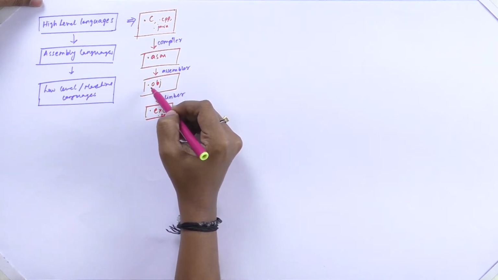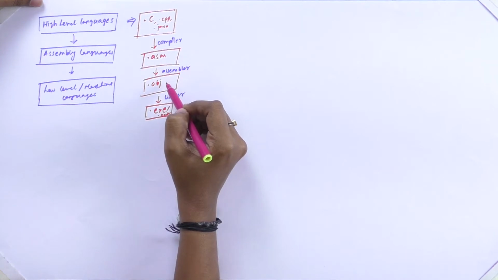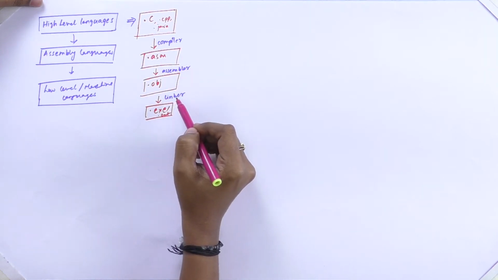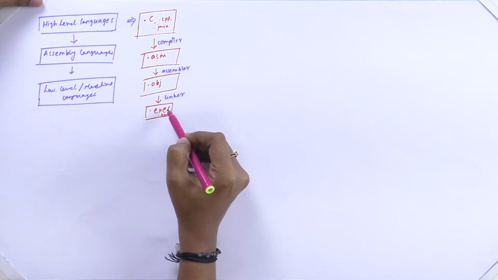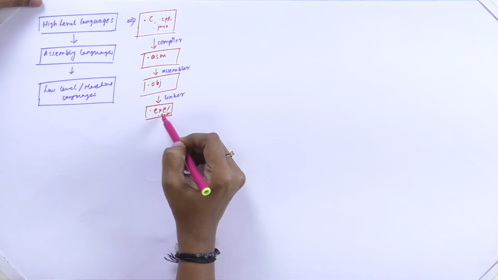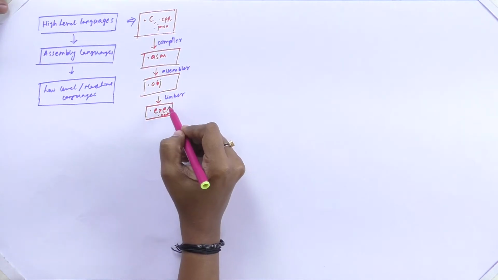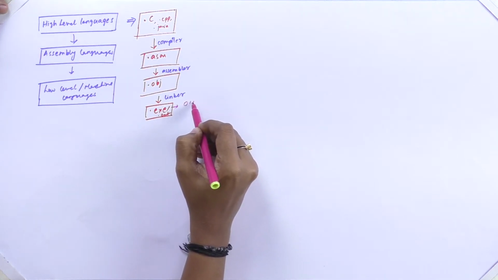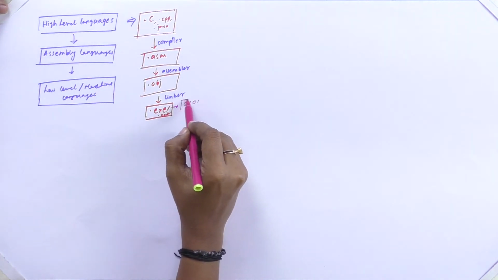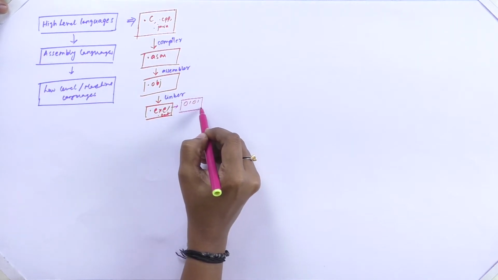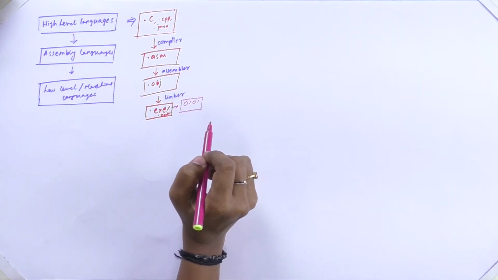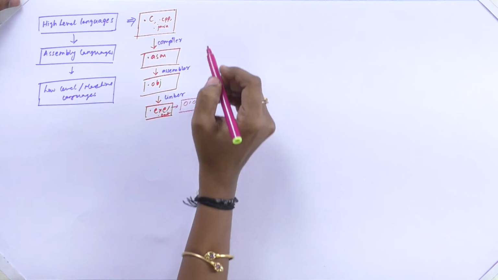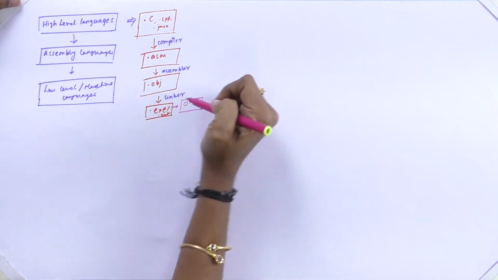And with these .obj files as input, the linker will convert them into .exe, that is an executable file, or .out. Next, these executable files are made up of binary values such as zeros and ones. This binary coded value alone will be understood by the underlying hardware. So this is a general introduction to high-level languages.